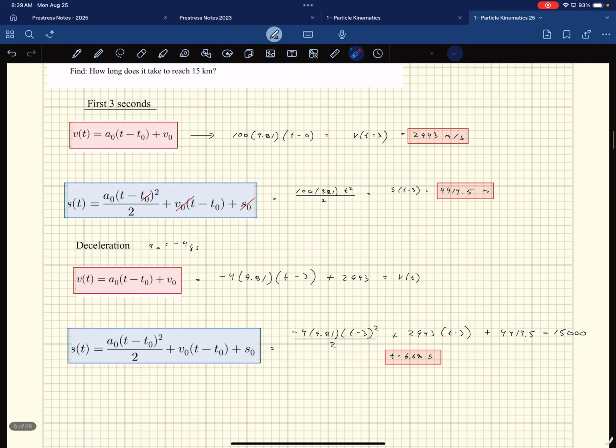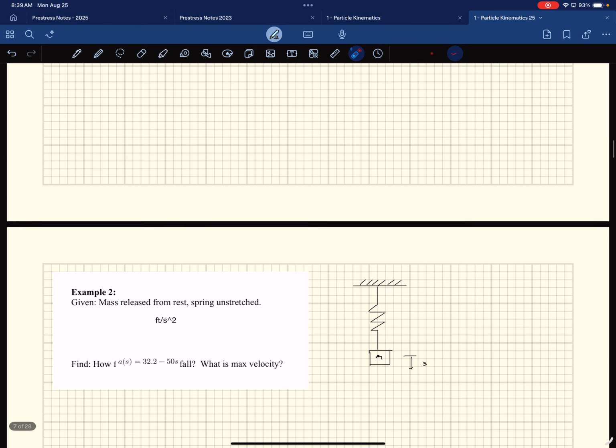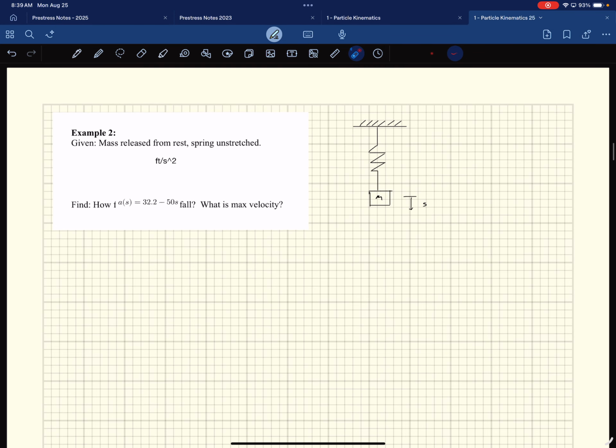Okay, let's do the next one. Okay, so the mass is released from rest. The spring is unstretched.